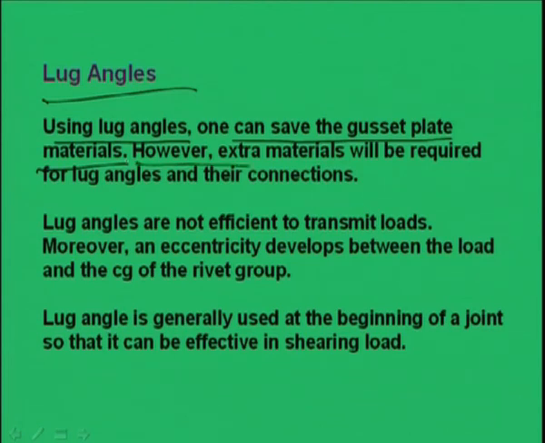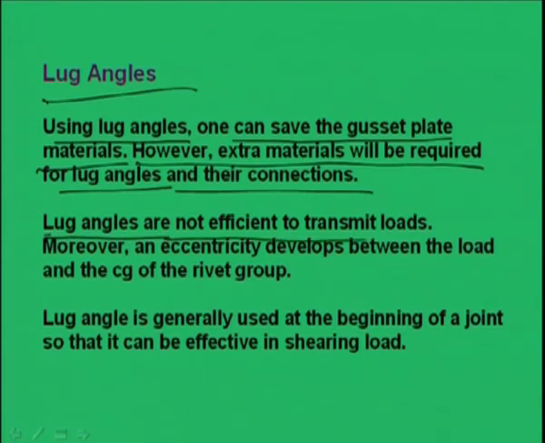However, extra material will be required for the lug angles and their connections. So when we save gusset plate material, we have to provide some lug angles, and for providing the lug angles, another set of materials is required. So it is balancing, basically, in terms of materials. So if we have a restriction on gusset plates, then we can go for lug angles.